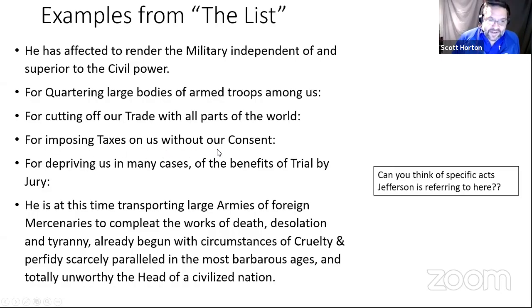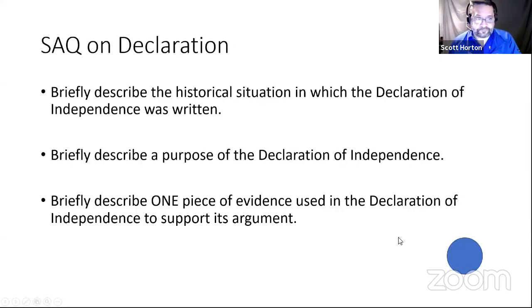For imposing taxes on us without our consent. Stamp Act is a good example of that, right? Depriving us of the benefits of trial by jury. That's the Sugar Act. So long, on and on and on. And this is just a very short segment out of that list that Jefferson gives us. Those are very specific examples of things that were going on that he saw as threats to American liberty.